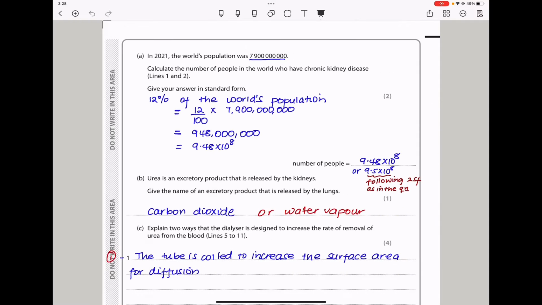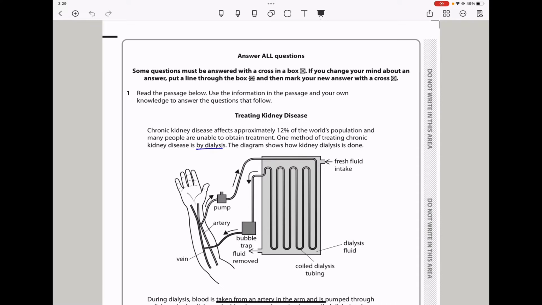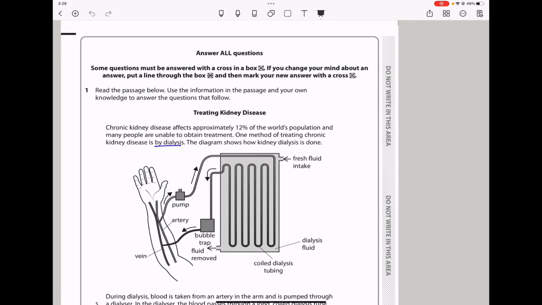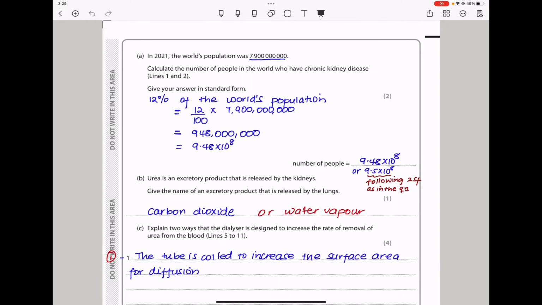Moving on. Question A says, in 2021, the world's population was 7,900,000,000 people. Calculate the number of people in the world who have chronic kidney disease from line 1 and 2. If we go back to line 1 and 2, they said it's 12% of the world's population. So 12 divided by 100 times the population, which is given here, gave me this. But remember, they wanted us to write the answer in standard form. So to write this in standard form, it becomes 9.48 times 10 to the power 8 is the number of people who have chronic kidney disease.